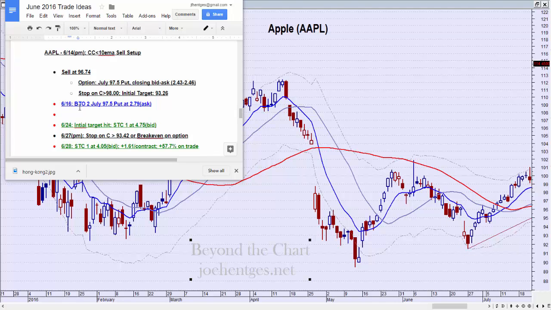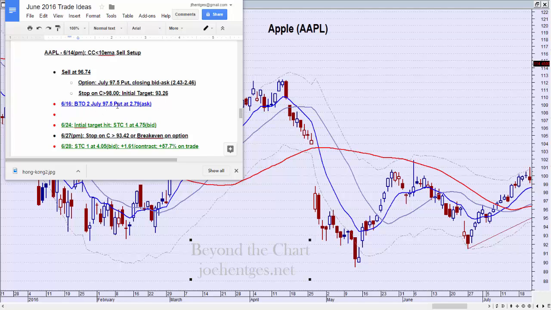So on the 16th, bought to open 2 July 97.5 puts at the ask. In the trade ideas, I always buy them at the ask and sell them at the bid for conservative purposes, just to show that you need to try to beat that by beating the spread. Now, in some of these stocks like Apple, Facebook, etc., they're very liquid, and the spread between the bid and ask can be very tight. So sometimes that's not an issue with these highly liquid stocks.